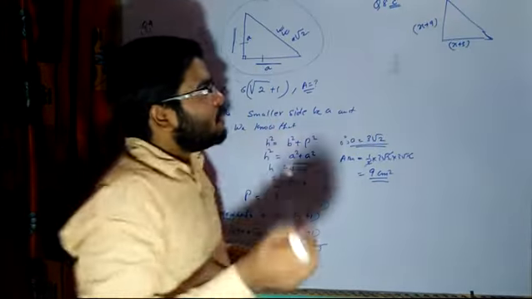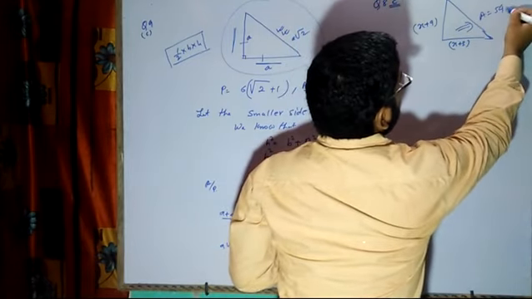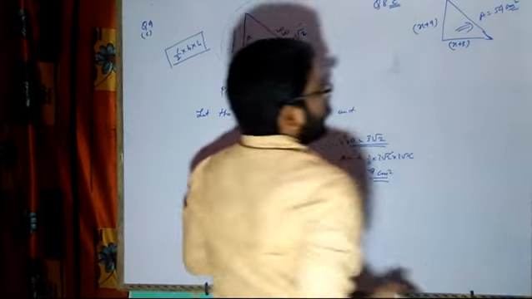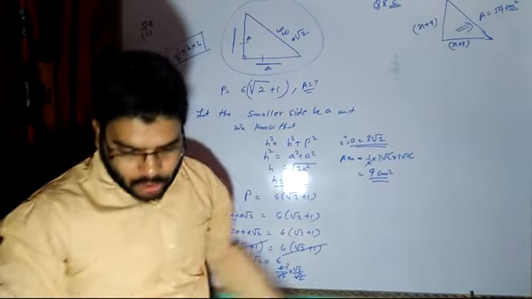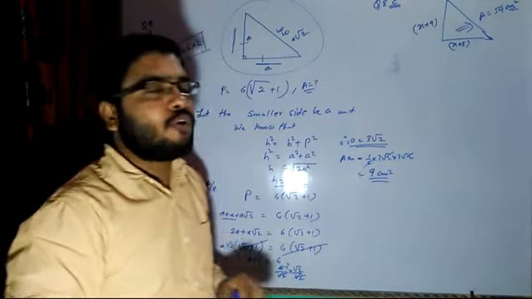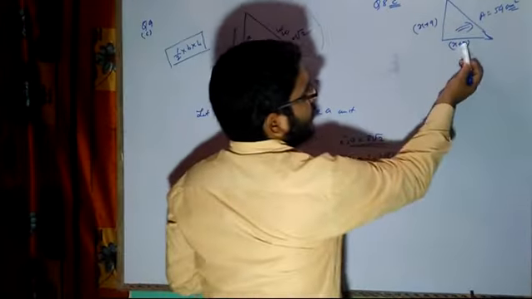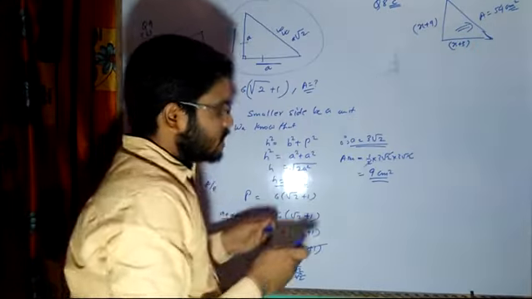Now they are saying the area of this triangle is equal to 54 centimeter square. Then what we have to find? We have to find the perimeter. Now to find the perimeter of this figure, I need the sides, this side measurement and this side measurement. So it is very easy.